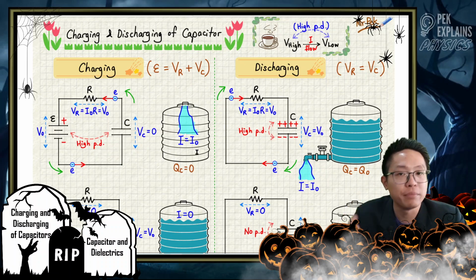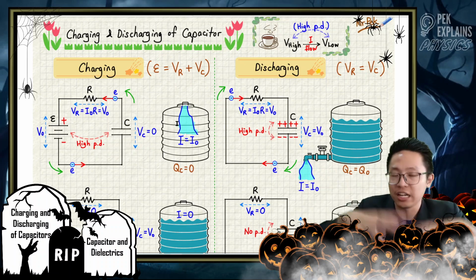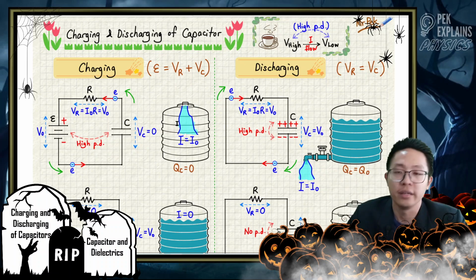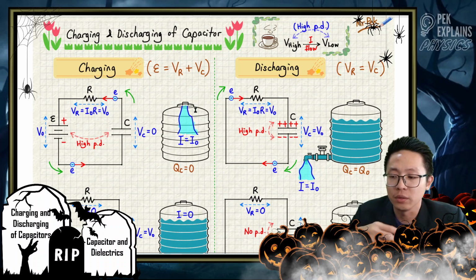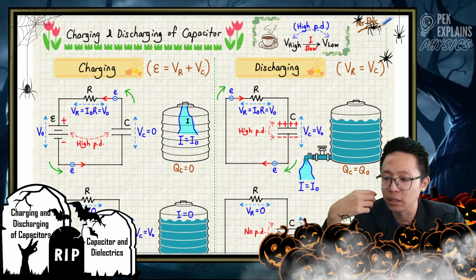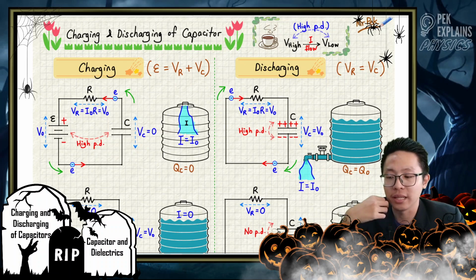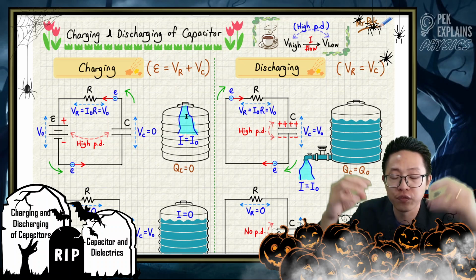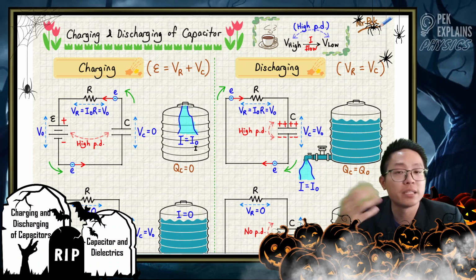It's just like an empty water tank. Initially, when it has no water inside, the water just gushes in to fill up the water tank. The water initially is at maximum. The water which flows inside is like the current flow, like maximum current. So initially I is I naught.